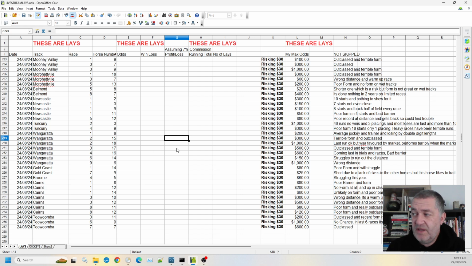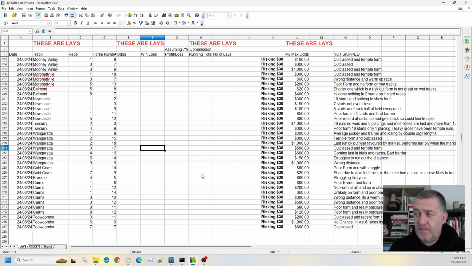Wangaratta race 2, number 15, I'm willing to go up to $300. It's got terrible form and it is outclassed in that race. And number 18, which again, I'm willing to go at any odds at 1,000. Its last run was okay, but when you look at that run, it was in a much easier race and it was favoured in the market. If you go back and look when it's been at odds of 50+, 100+, it has run to those odds. The market's got it right. So it's pretty much outclassed in this race and I don't see it having much of a chance, even though it had a fairly good run last run.